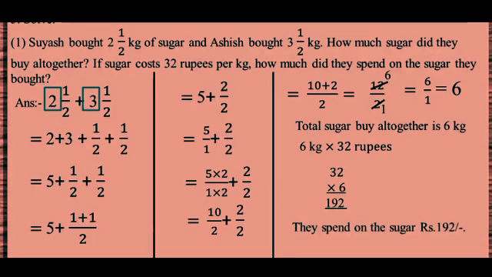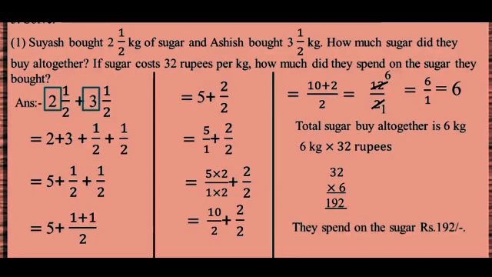Add the numerator: 1 plus 1 becomes 2. So 5 plus 2 upon 2. Numerator and denominator are the same, so 2 upon 2 means 1. So the answer is 5 plus 1, which is equal to 6. So they bought 6 kg of sugar altogether.